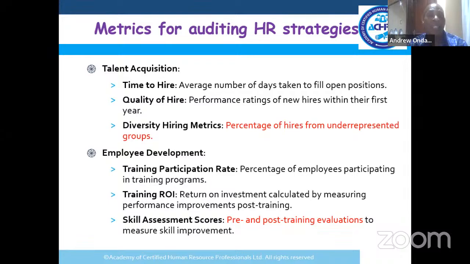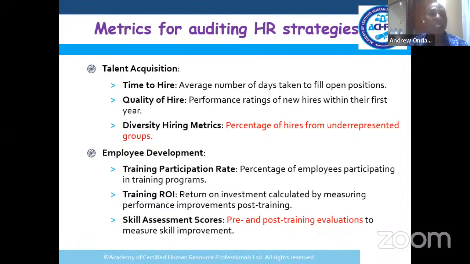Secondly, you can determine the quality of hire through the performance appraisals, which also vary. Some organizations conduct quarterly appraisals, others half yearly, and others annually. So through performance appraisals, we are able to identify the quality of employees that we have hired.